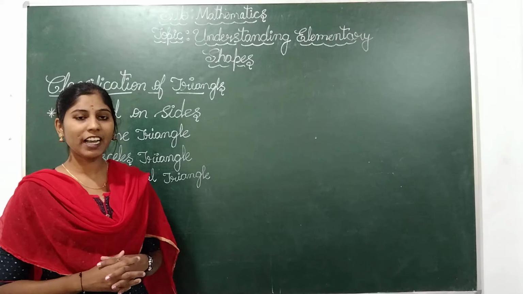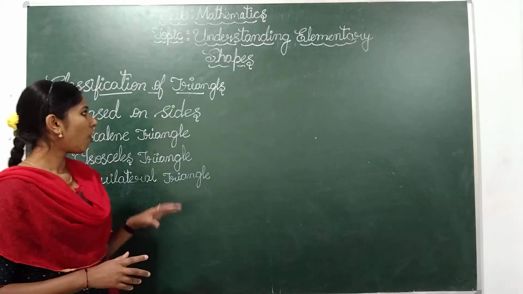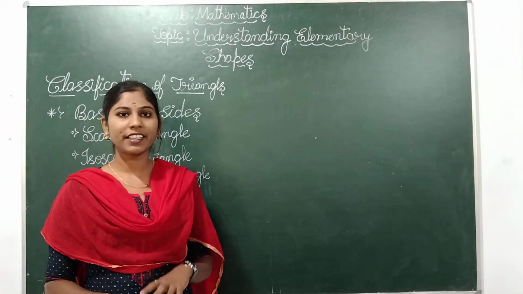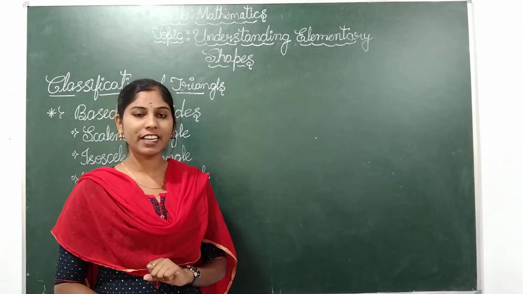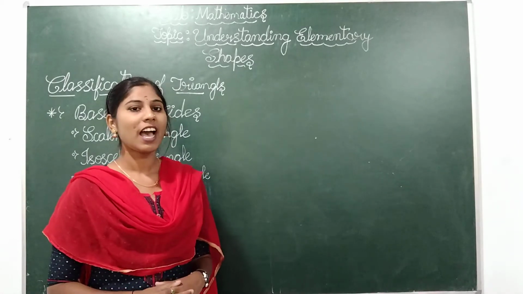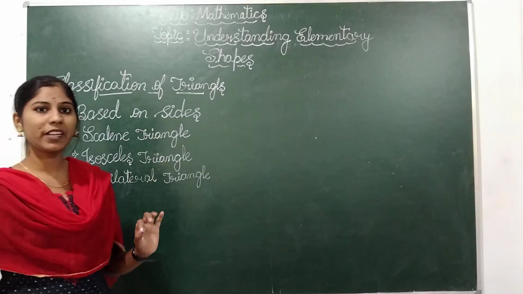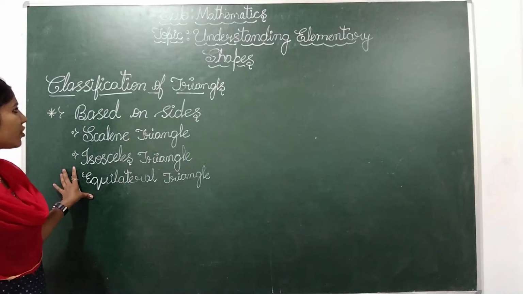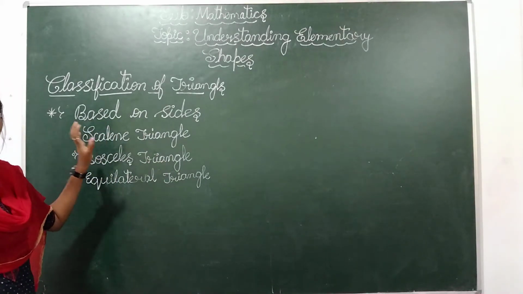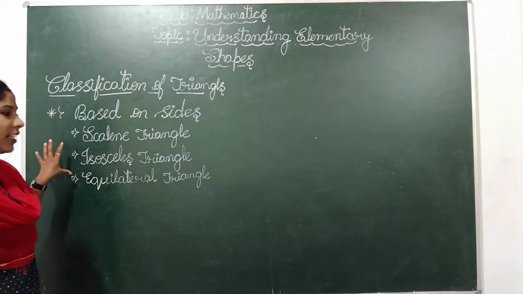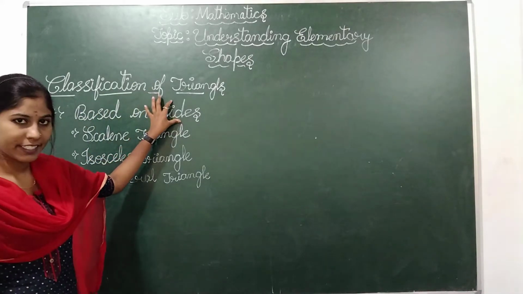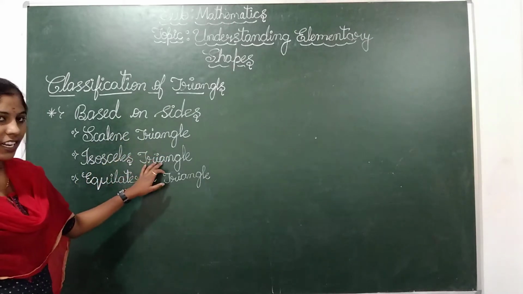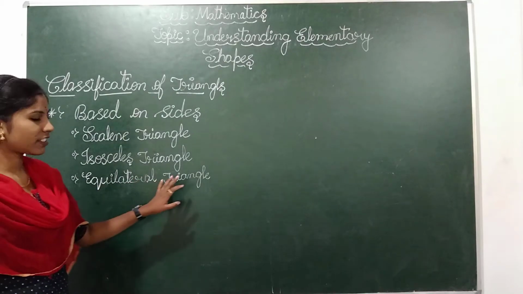We are classifying the triangles on the basis of sides as well as on the basis of angles. This is the classification of the triangles. On the basis of the sides, we are classifying them into three types. The first one is scalene triangle, the second one is isosceles triangle, and another one is equilateral triangle.